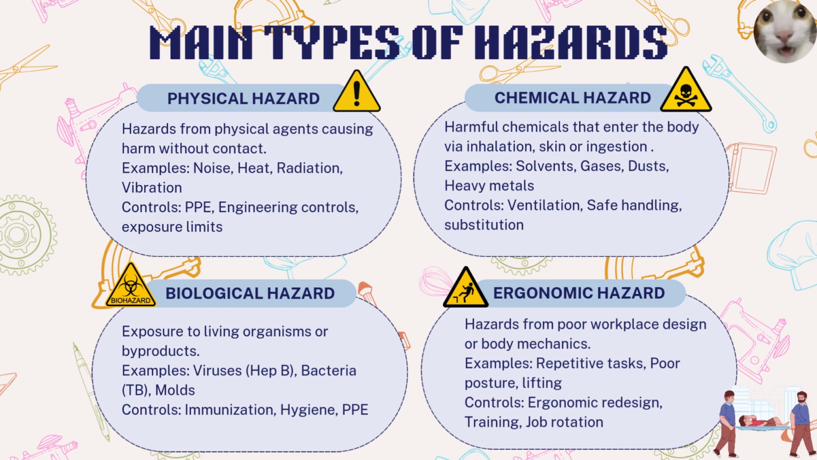Then, there are ergonomic hazards, which arise from poor workplace design or bad body mechanics. This includes repetitive tasks, poor posture, or heavy lifting. To manage these, ergonomic redesign, proper training, and job rotation are key. By understanding these hazards, we can apply the right controls to protect our health and safety in the workplace.